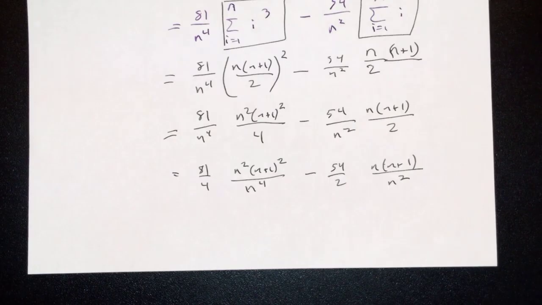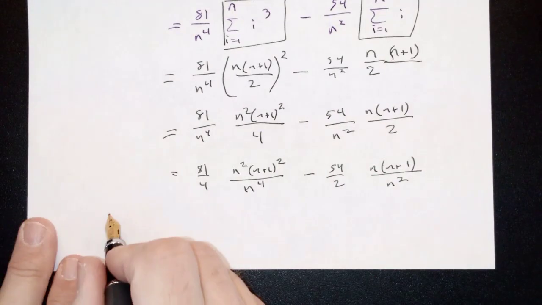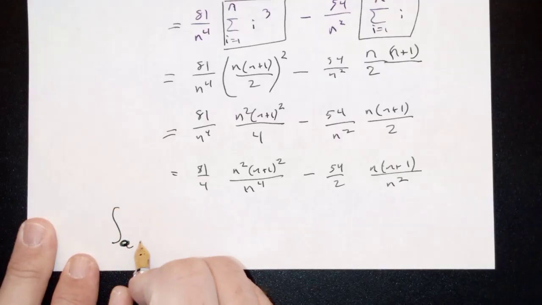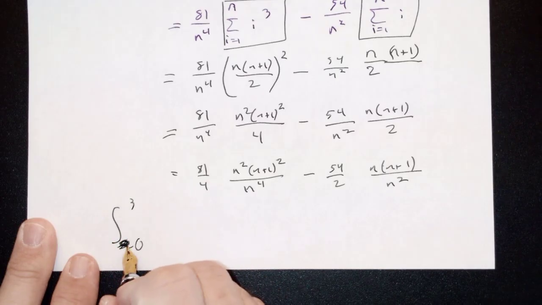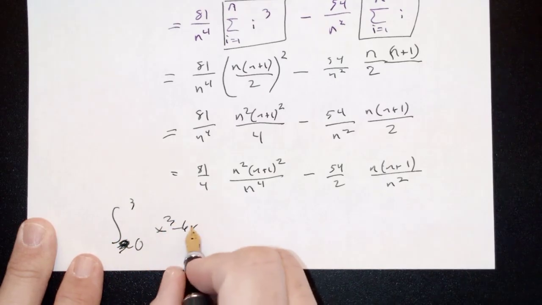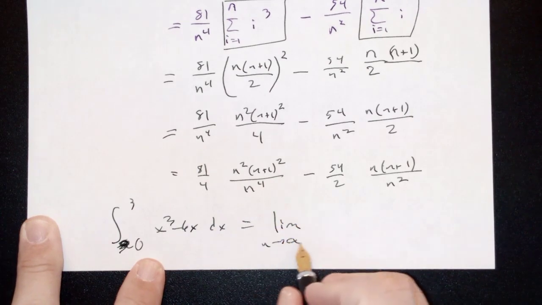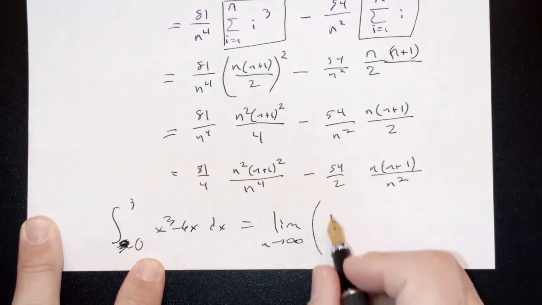But what do I want to do with n? I want it to go to infinity. So the area from 0 to 3 of x cubed minus 6x dx is the limit as n goes to infinity of this thing.